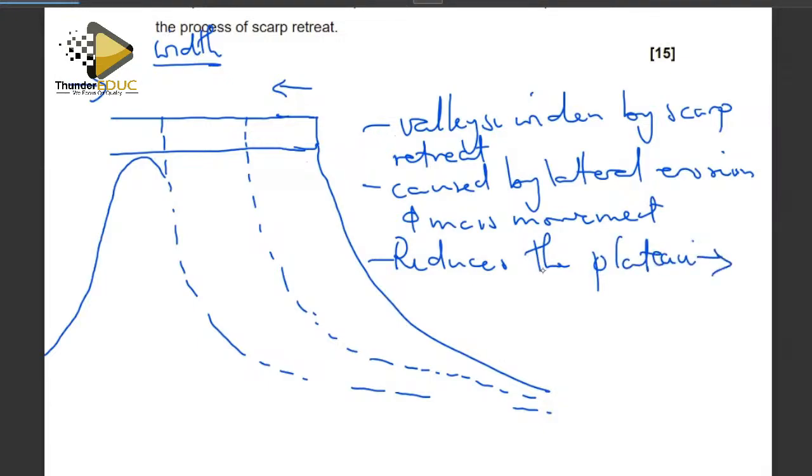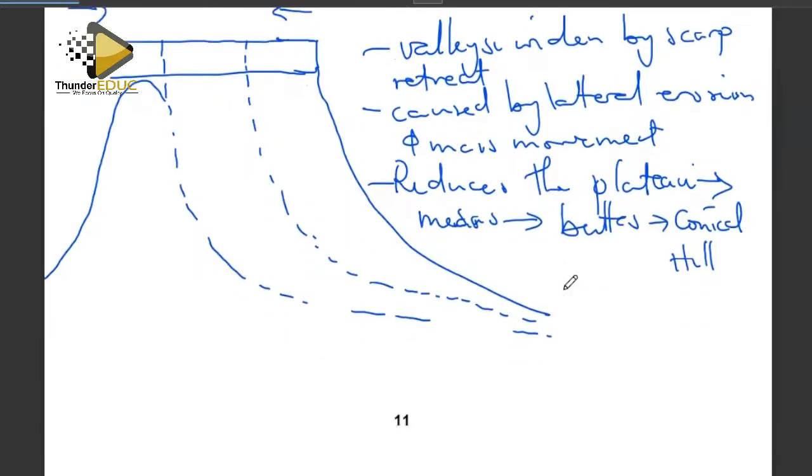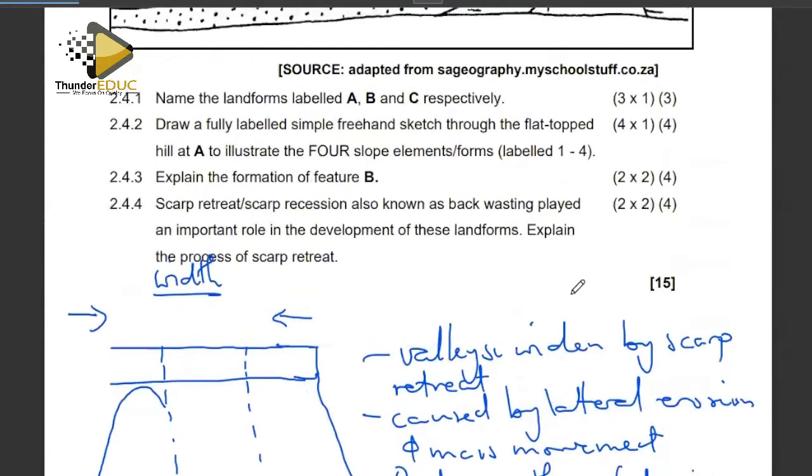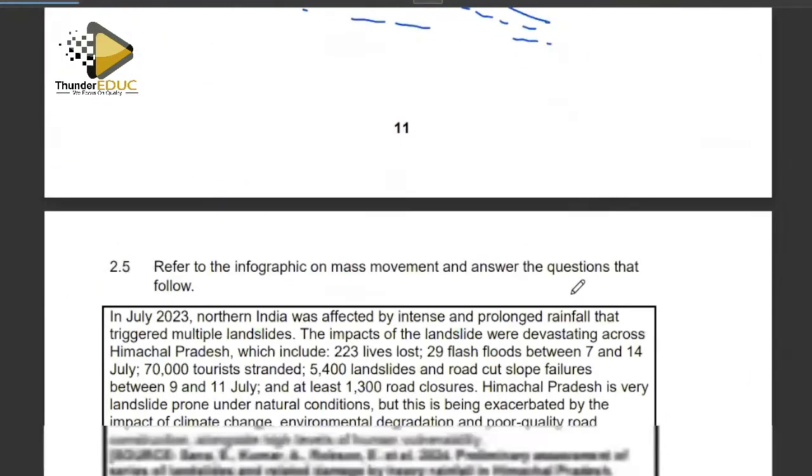We are starting from a plateau, it gets reduced to a mesa. And from mesas, they are reduced to buttes. And from a butte, we apparently have a conical hill until we get a plain. So that is how the process happens. It widens the valleys of the landscapes and is caused by lateral erosion, which is sideway erosion. And it is supported by mass wasting processes and mass movement. And as a result, the landform gradually reduces in its width until it gets finished.